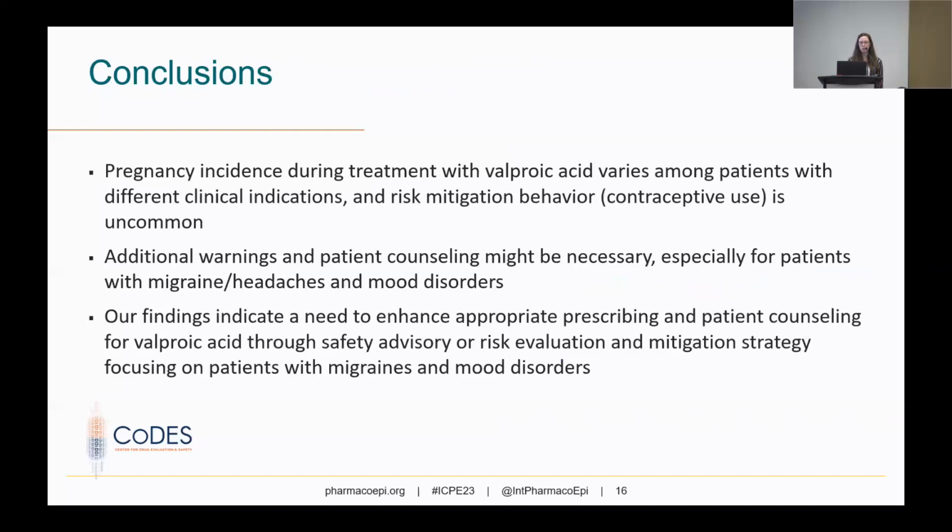So in conclusion, the pregnancy incidence during treatment with valproic acid is varying based on the different clinical indications, and what we're calling the risk mitigation behavior of contraception is quite uncommon in these patients. So our overall recommendation and conclusion is that there might need to be more warnings and patient counseling, specifically in patients with migraine, headache, and mood disorders, because that's where we're seeing the highest risk for prenatal exposure. So there might need to be more appropriate prescribing and patient counseling, and maybe focusing risk mitigation on those patients.